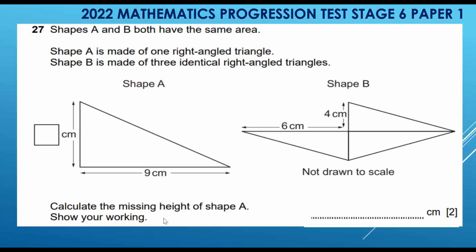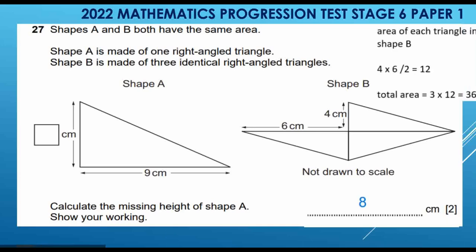So if you have not finished, you may pause this video. Let's reveal the answer. So it's 8. This is because each triangle in shape B has an area of 4 times 6 divided by 2, which is 12. There are 3 triangles, so 3 times 12 is 36.